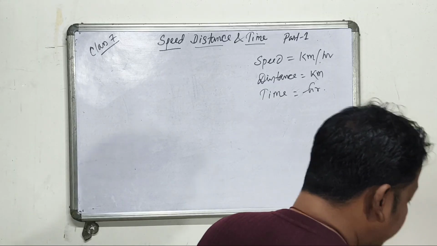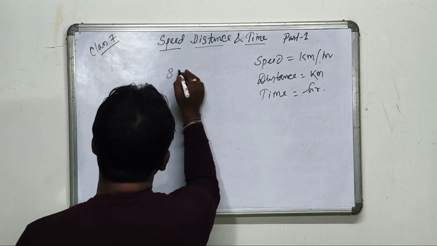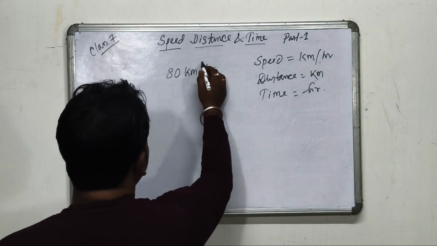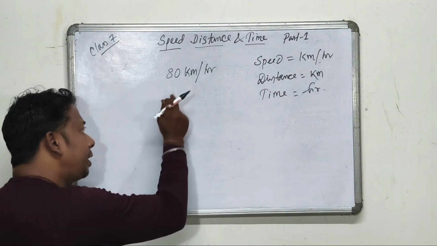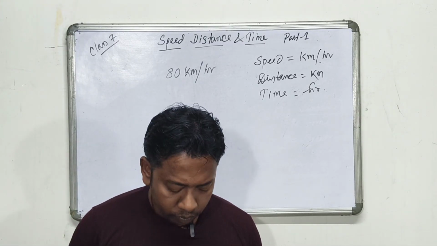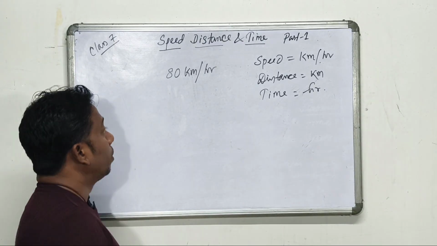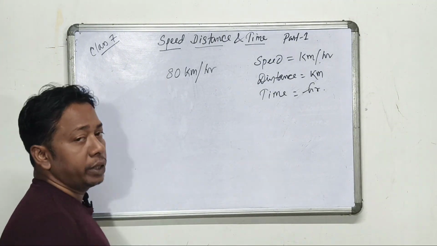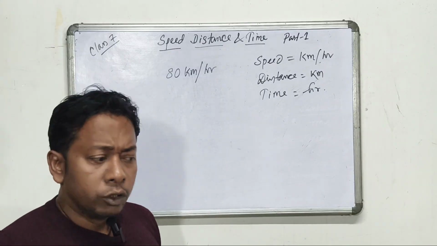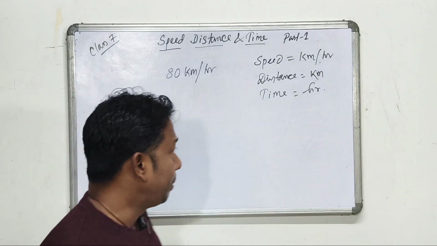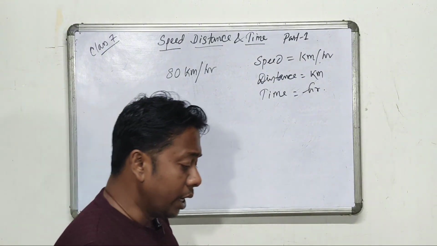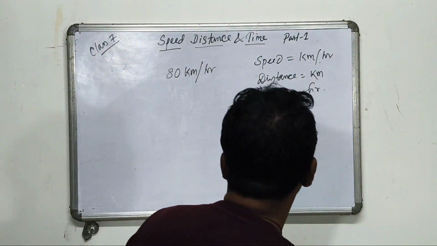So a panther runs at a speed of 80 km per hour. What is the meaning of 80 km per hour? That means the panther can traverse 80 km in 1 hour. That means the panther is very fast, obviously the fastest animal. Per 1 hour it can traverse 80 km. So in 2 hours the panther will traverse a total distance of 160 km. Clear?